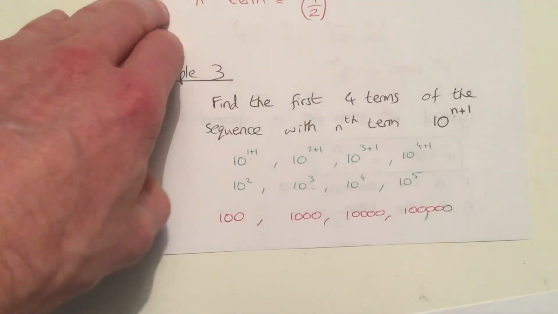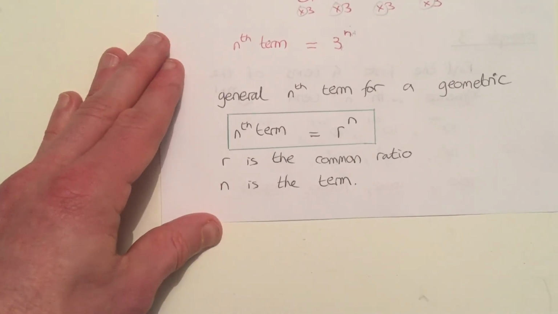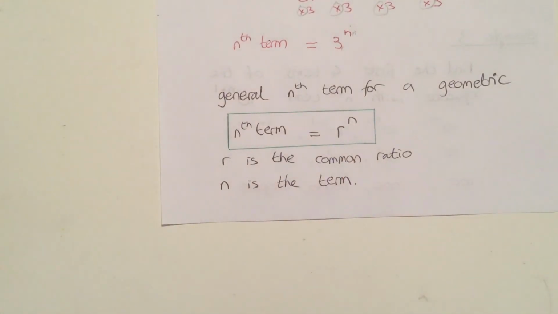And there we go. That is a geometric sequence when we are multiplying by a common ratio r each time, and the nth term is given like that.